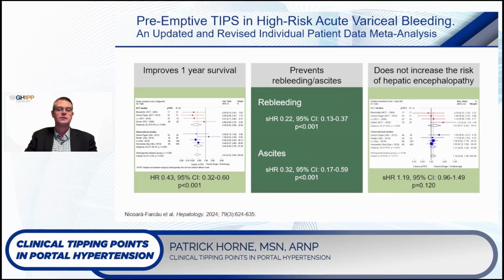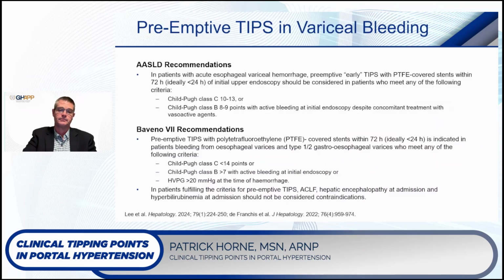Along those same lines, looking at preemptive TIPS, again, in acute variceal bleeding, this was a meta-analysis. And overall, what they showed was early TIPS, preemptive TIPS, improved 1-year survival, had a higher prevention of rebleeding and or ascites. And in this particular meta-analysis, they did not see an increased risk of hepatic encephalopathy in people who received preemptive TIPS.